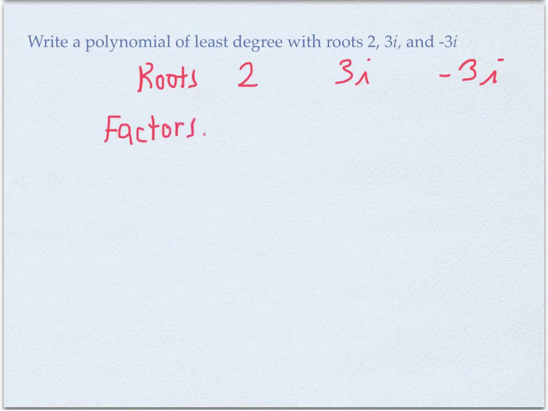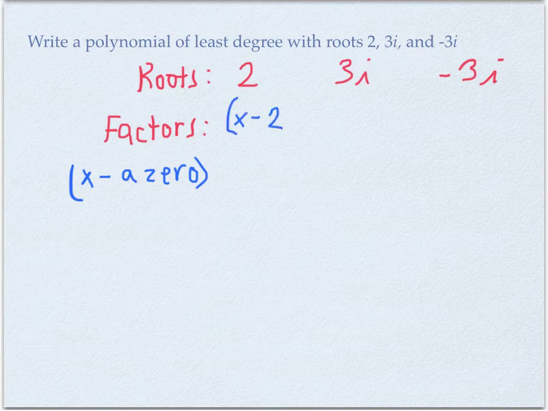Now factors are related to roots, as we'll see. Factors have the variable in them. Factors are things that you can multiply together to get a bigger number, or in our case here, that you can multiply together to get the polynomial. And factors will always have this form, x minus a zero, or a root. So if you know what the roots are, or the zeros, the factors will always be x minus that. So in this case, it'll be x minus 2.